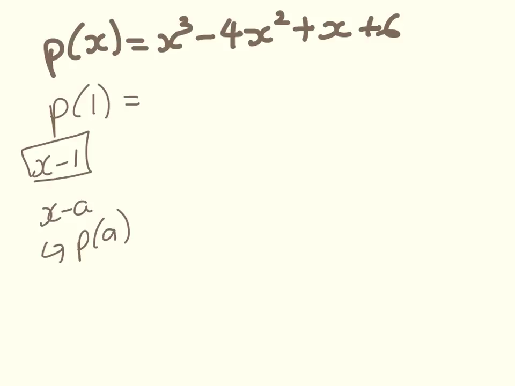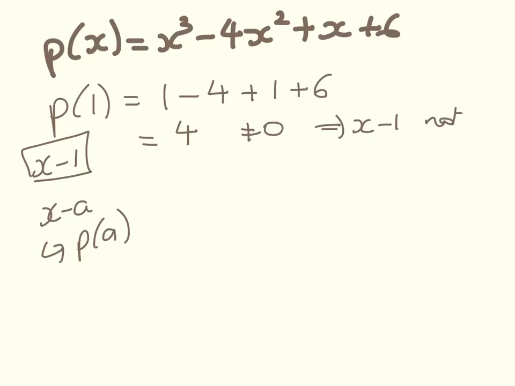So p of 1 is going to equal 1 minus 4 plus 1 plus 6. So we look at that. Unfortunately, that doesn't work because that equals 4, which is not equal to 0. And that means I can say that x minus 1 is not a factor. So let's now try negative 1. What do we get when we do that? Well, we get negative 1 minus 4 minus 1 plus 6.